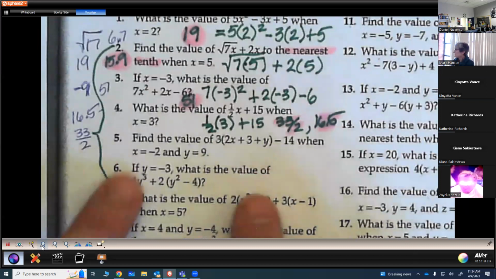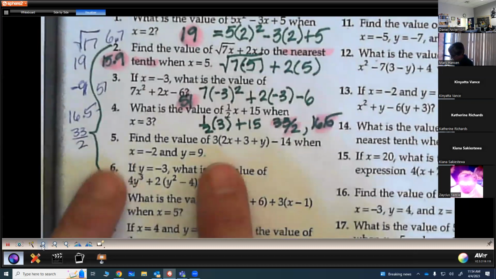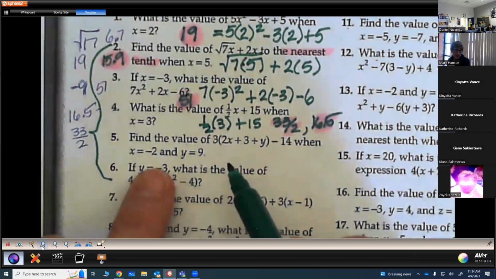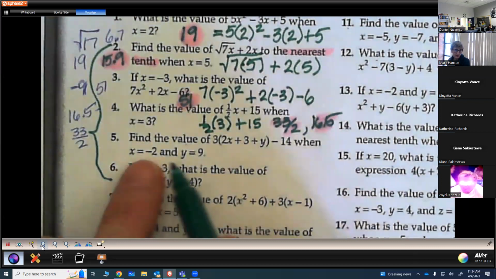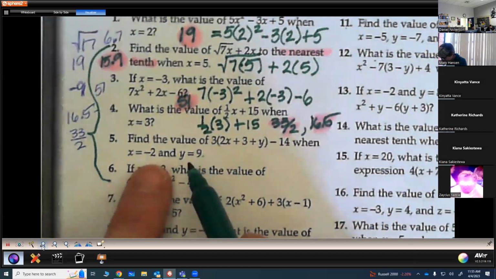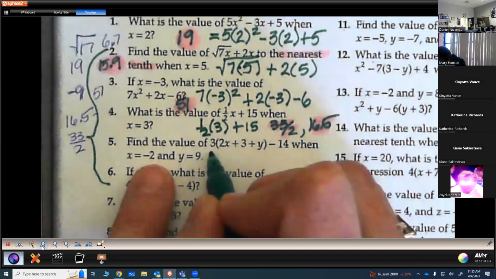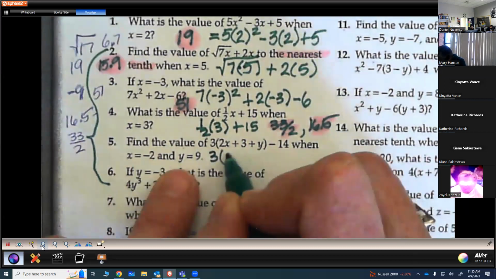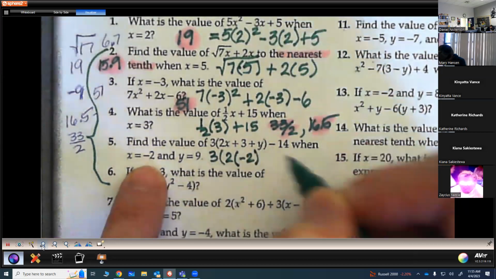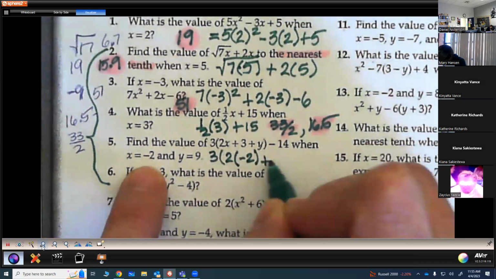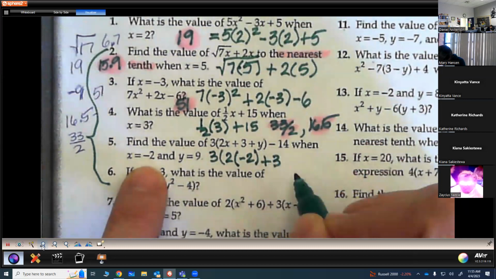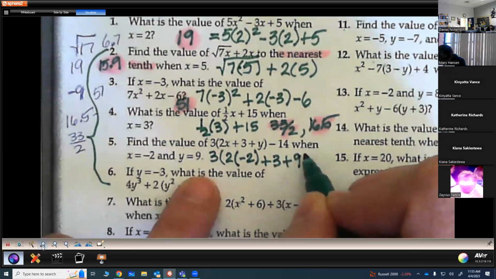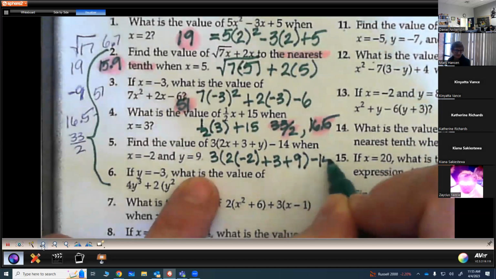All right, let's see about number 5. See if we can get through 5 and 6 before our time is up here. Okay, extra challenge on 5 is now I have 2 values. Absolutely, positively, please write it out. I have 3 times 2 times -2 plus 3 plus y, which is 9, close parentheses, minus 14.